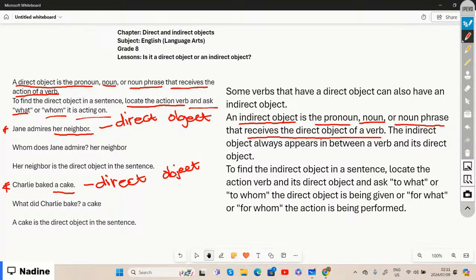And if we look at what the indirect object is, firstly, the indirect object always appears in between a verb and an object.